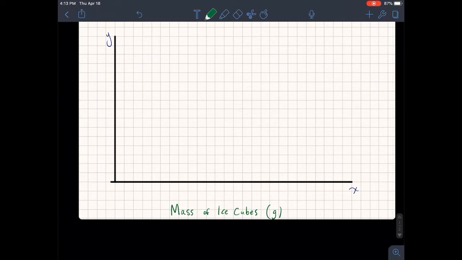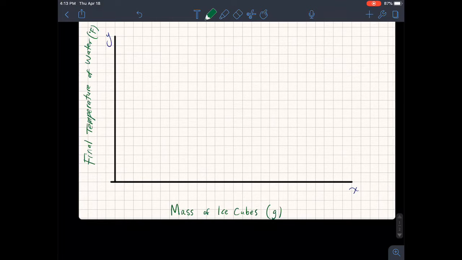Now it says for the y-axis, I need to label that one the final temperature of water. And that's after those ice cubes were added. So final temperature of water. Now before I move on, I've got to also add the units there. So if I'm going to do that in Fahrenheit, I need to add those units.